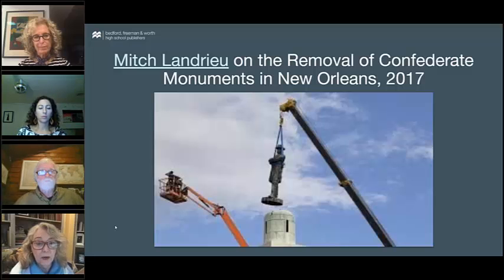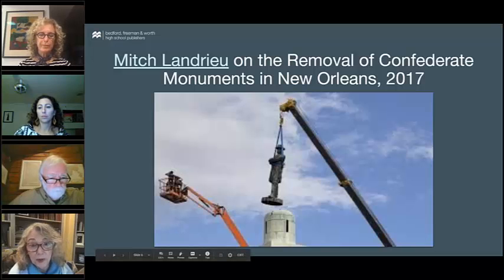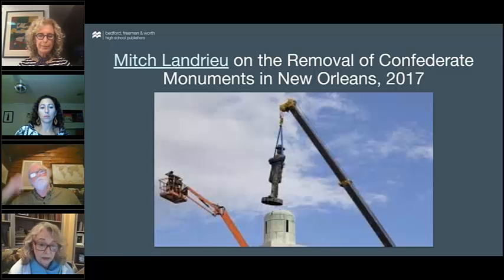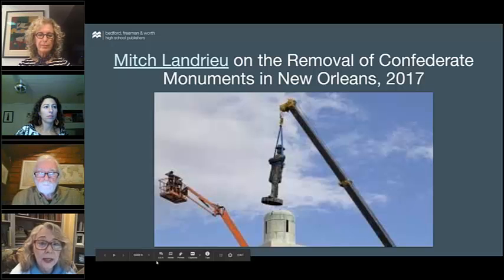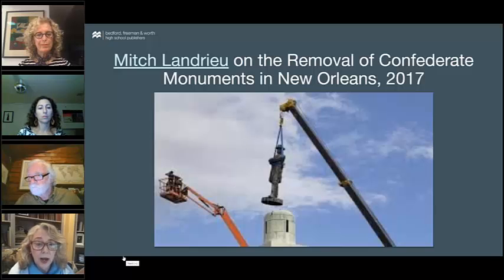Mitch Landrieu, then the mayor of New Orleans, came out and spoke before a public building, and his purpose with the community was to explain why he felt that was, in fact, the right action. Here is a photograph of one being taken off of a pedestal right then. So when you think about his purpose, it's clearly about healing rather than a call to action about what comes next.